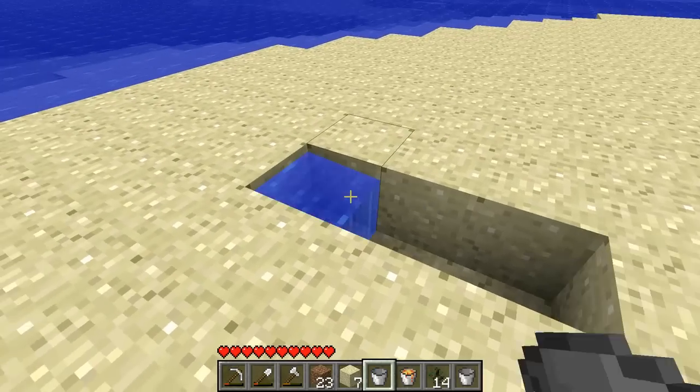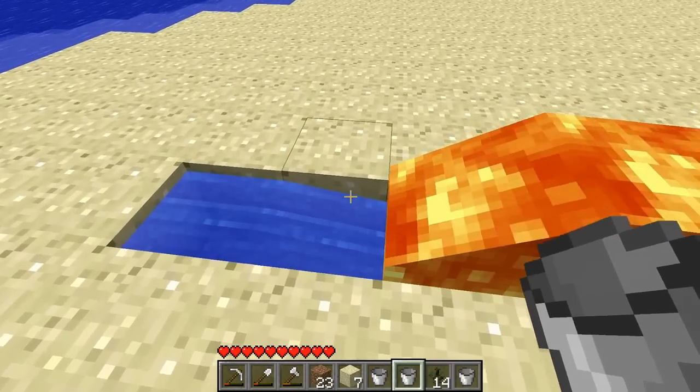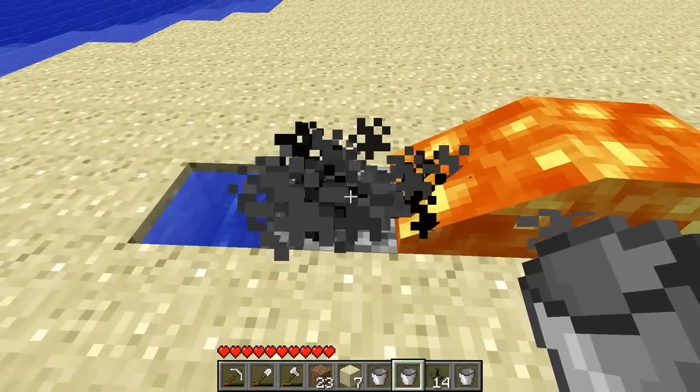If a water stream touches a lava stream, the water stream will be converted into cobblestone.